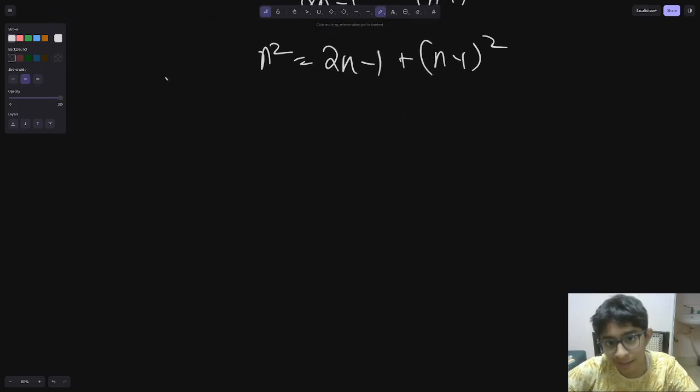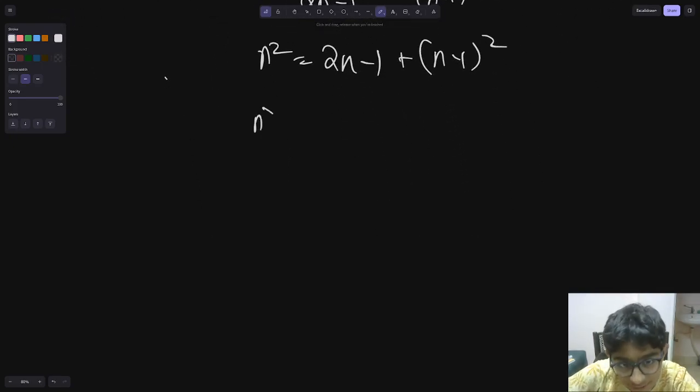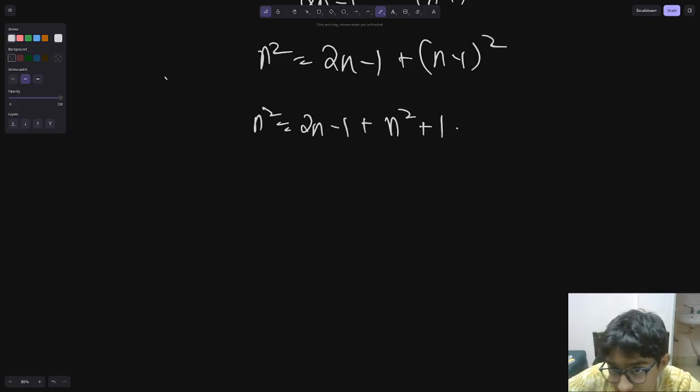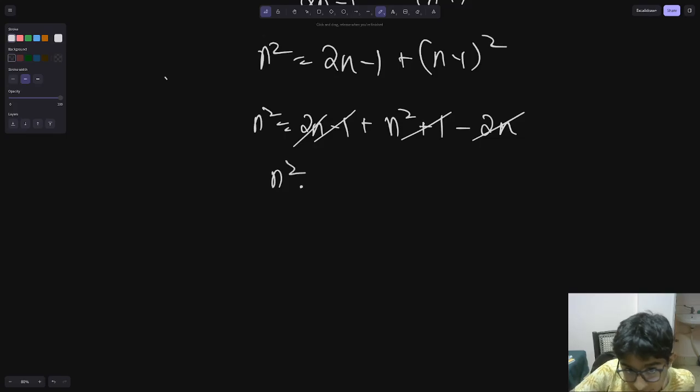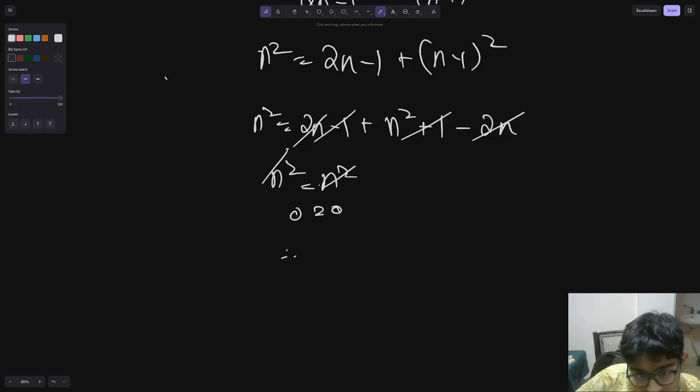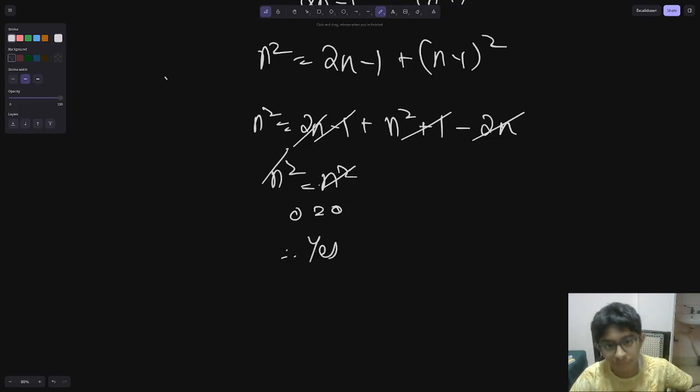So now I'm going to blaze through the calculation. n square is equal to 2n minus 1 plus n square plus 1 minus 2n, because this is the general form of n minus 1 whole square. Sorry, a minus b whole square is equal to a square plus b square minus 2ab. Now plus 2n minus 2n cancels. Then what is remaining here? 1 and minus 1 cancel. n square is equal to n square, right? Because then this 0 is equal to 0, obviously. So then this is true. So we have proved the identity.